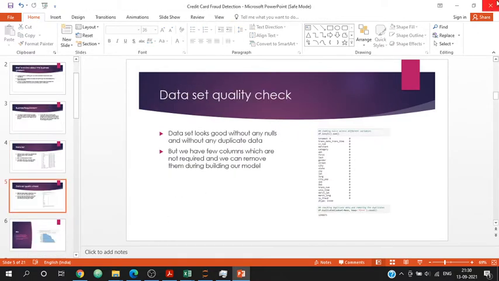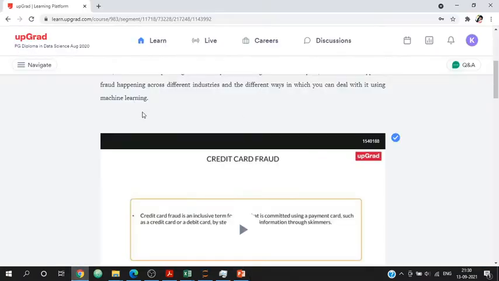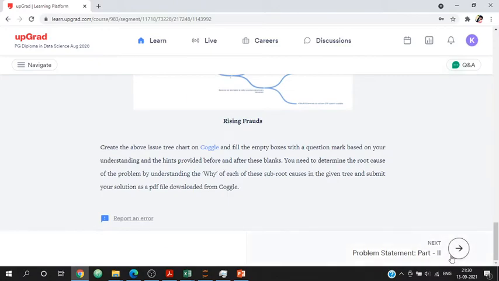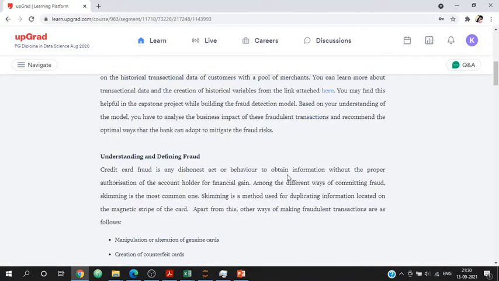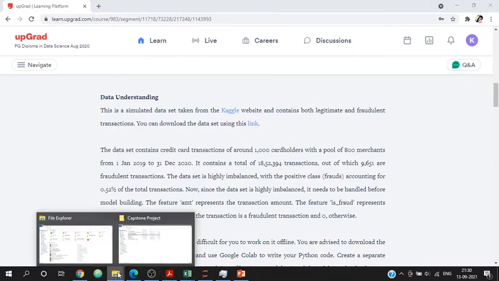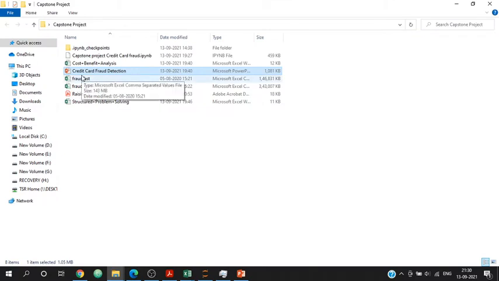Coming to the data set, I was provided a data set from a third party website called Kaggle. On this website, I have two data sets: one is the test and one is the fraud train. I picked up the fraud train data set because both data sets are almost similar, and the test set is only used for testing my model.